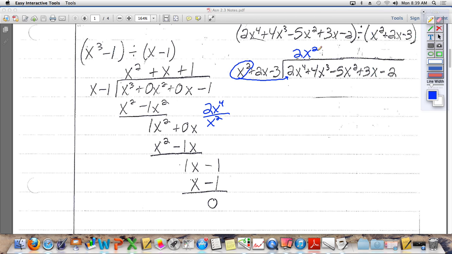All right, so we have 2x squared that has to be multiplied by both x squared, by 2x, and by -3. You with me? Yeah. So what is 2x squared times x squared? 2x to the 4th power. 2x squared times 2x, what is that? 4x to the 3rd power. And then 2x squared times -3 is -6x squared.